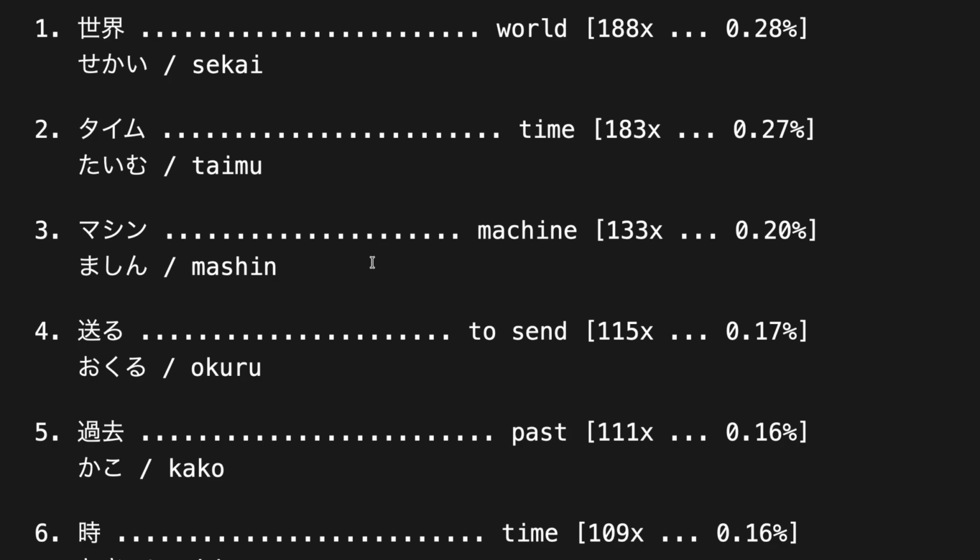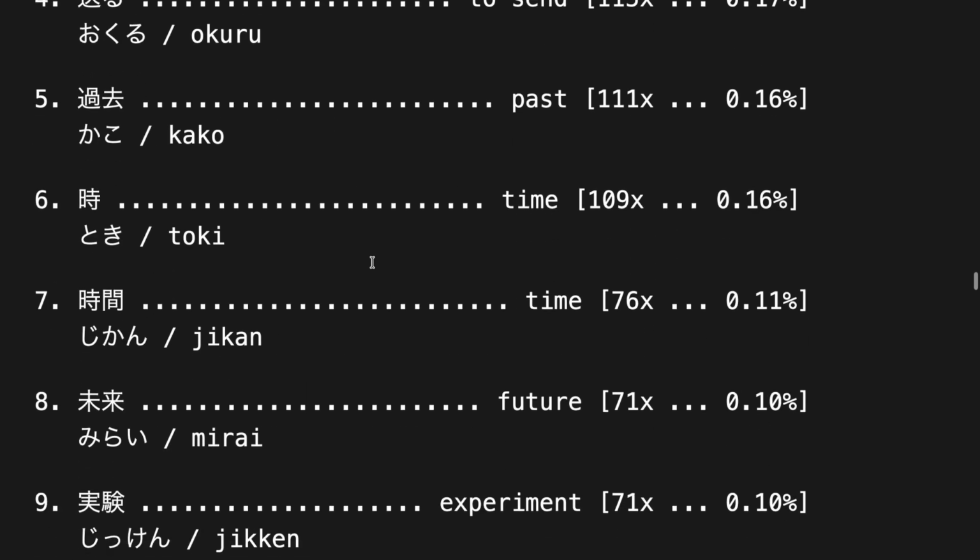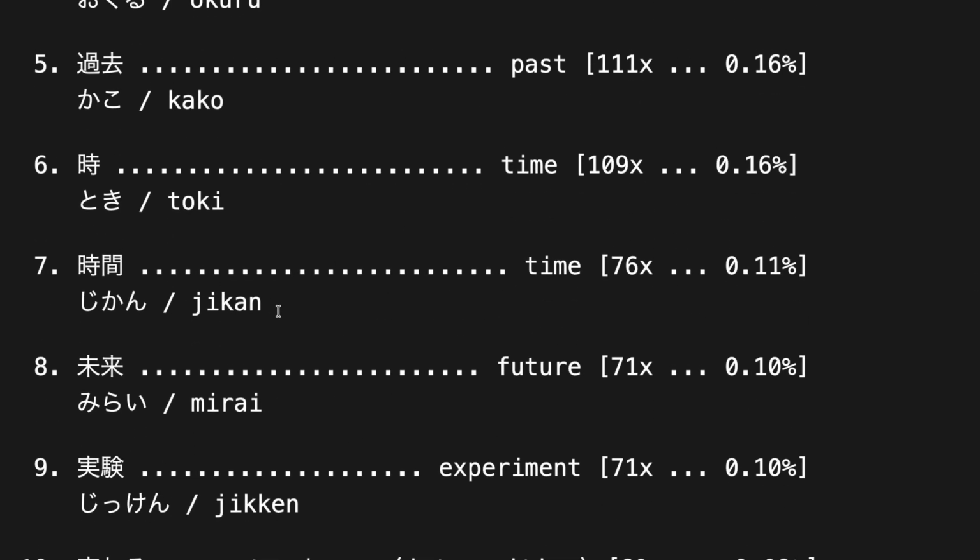World, time machine, to send something, go back to the past. And then, interestingly, you've got 3 versions of time, right? Toki, Jikken, and up there the English one, Taimu. So that's the key theme, right? Obviously, time. And with the key theme, you've got Kako and Mirai.